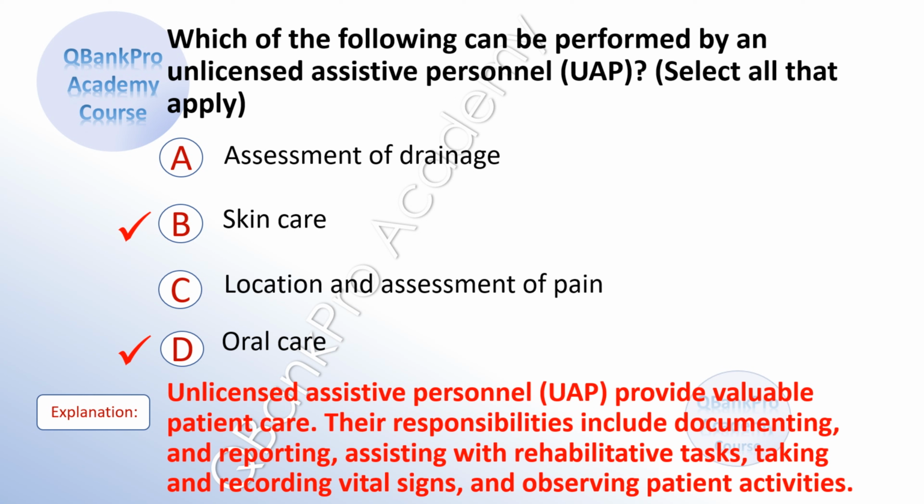The correct answer is B. Skin care, and D. Oral care. Explanation. Unlicensed assistive personnel provide valuable patient care. Their responsibilities include documenting and reporting, assisting with rehabilitative tasks, taking and recording vital signs, and observing patient activities.